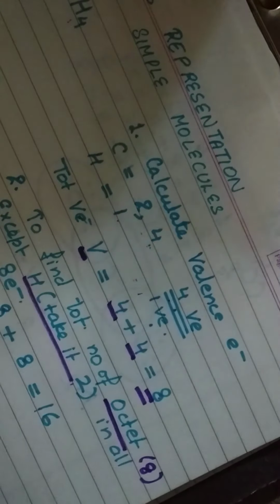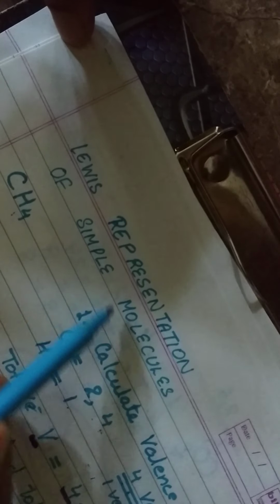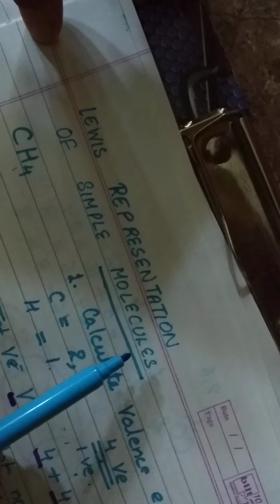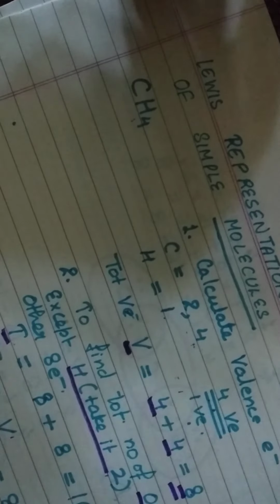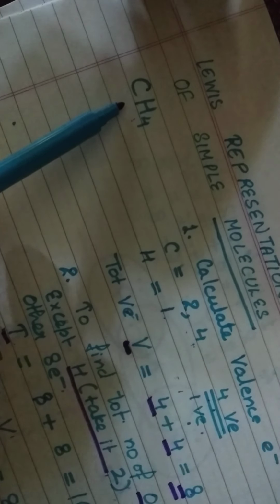Hello children, today I am going to discuss with you the topic Lewis representation of simple molecules. Molecule means that only covalent compounds structure we are discussing here. Now let's explain it step by step with the help of example. Let us take the example of CH4.